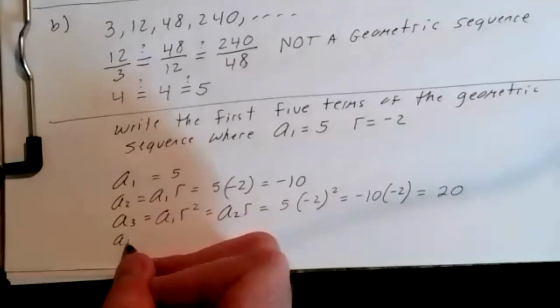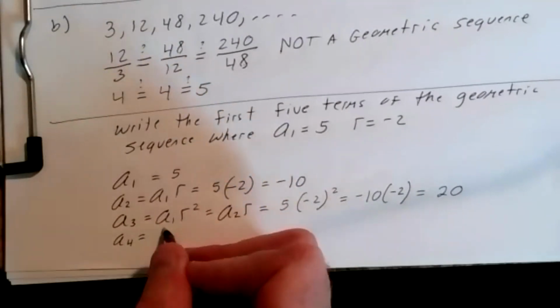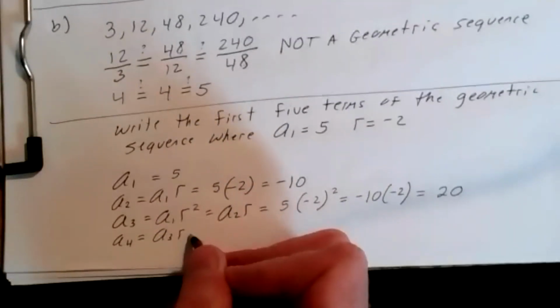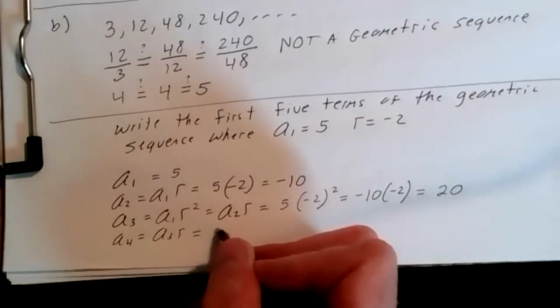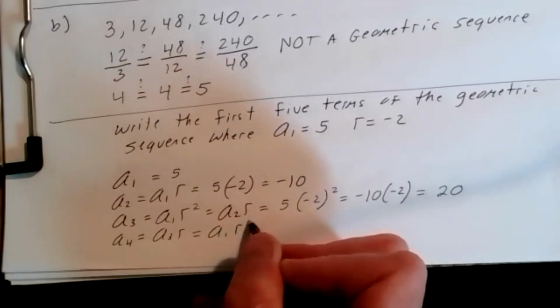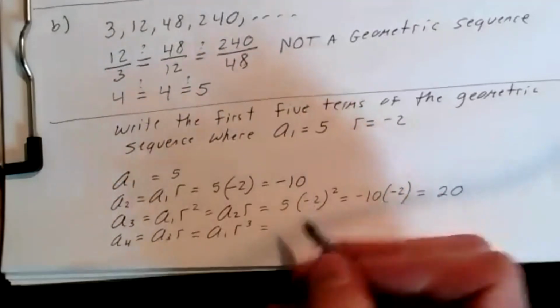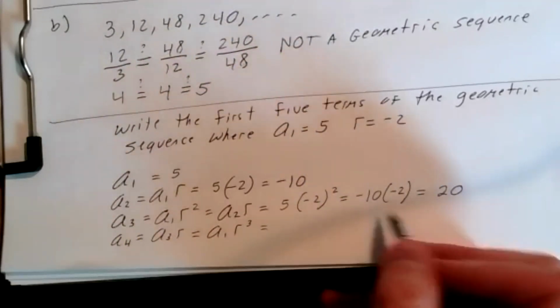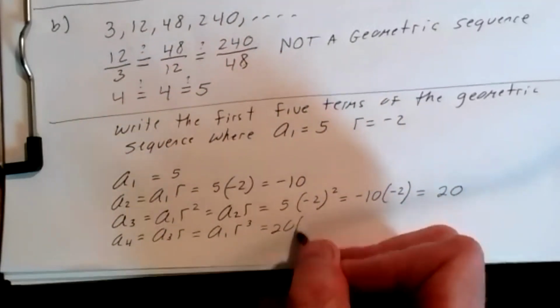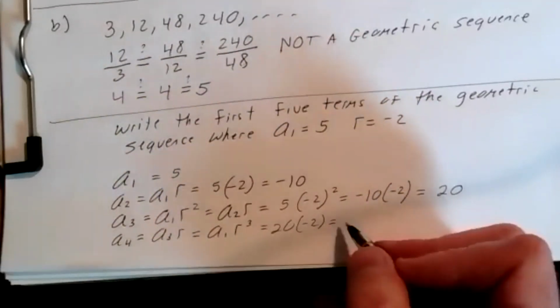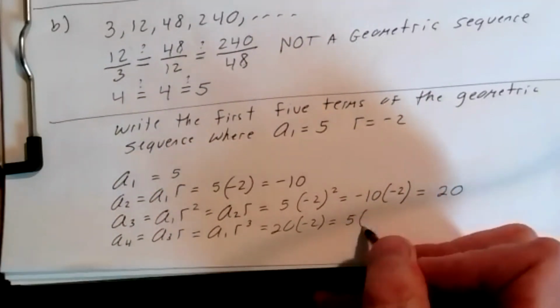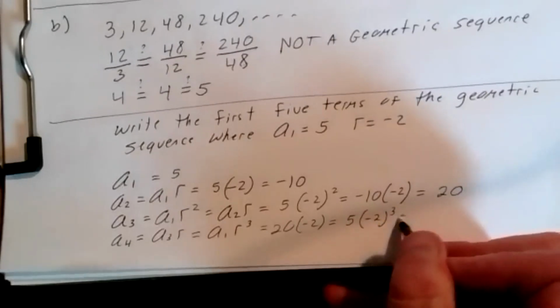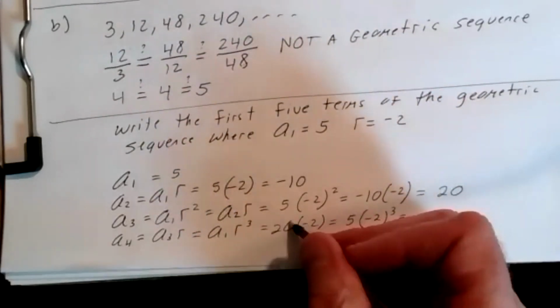What's the fourth term? The fourth term is just the third term times the common ratio, or it would be the first term times the common ratio to the third power. Either way. So if you take the third term, which is 20, times the common ratio of -2, that would be equivalent to taking the first term of 5 times the common ratio of -2 cubed. Either case, you should get what?